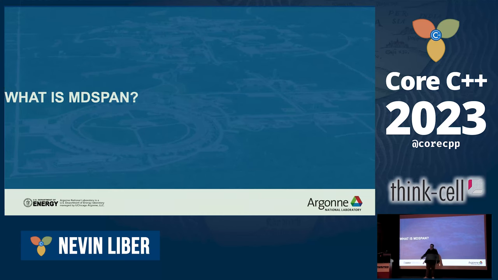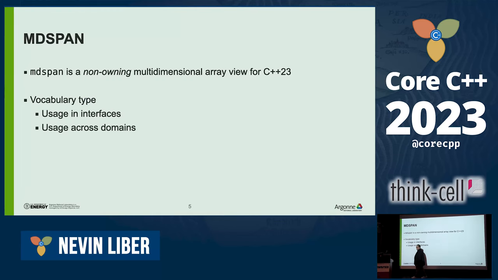So what is mdspan? It's a non-owning multidimensional array view for C++23. And the reason we put it in is we consider it a vocabulary type, both across domains and something you want used in interfaces, things like string_view and span. You want these things.